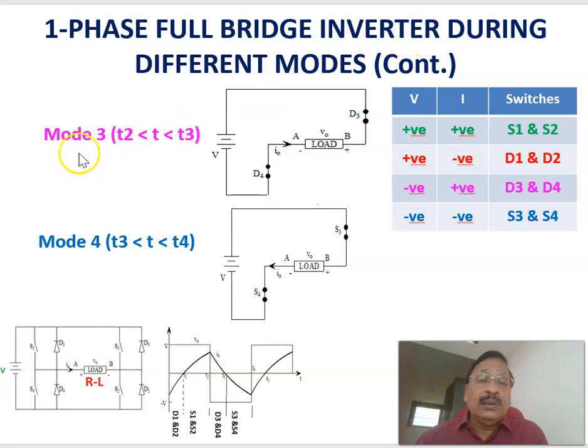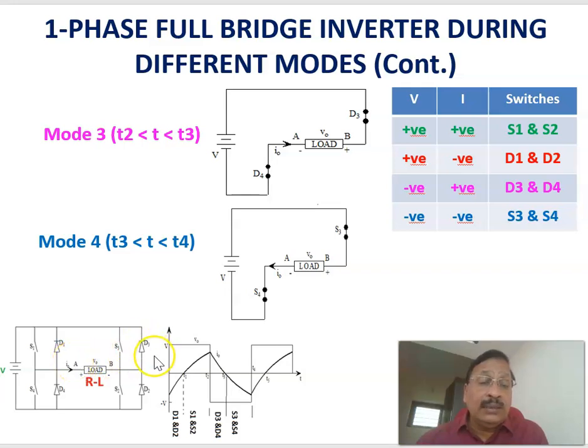Now continuing with mode 3 operation. Mode 3 means from T2 to T3. During this time, T2 to T3, of course, you can see that the inverter output voltage is negative. Voltage is negative, while at the same time the current is positive. Therefore, the current is in the same direction, but the voltage polarity is plus here and minus here.